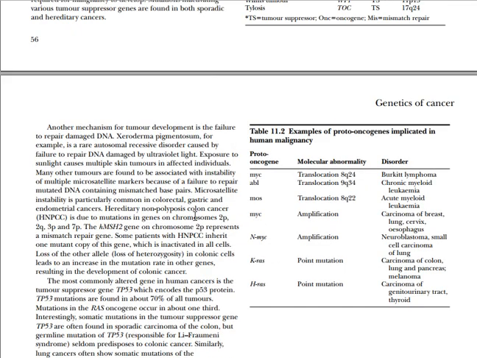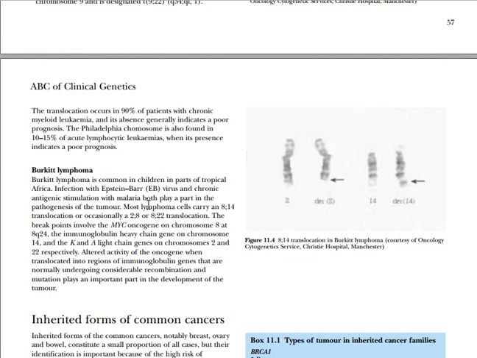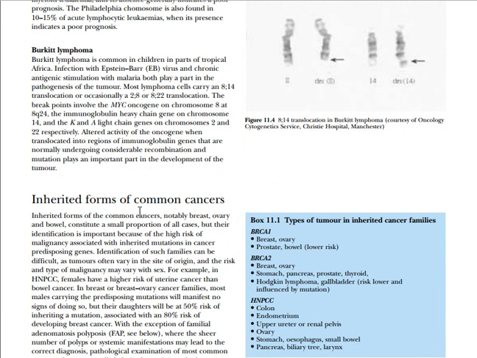As you can see here, we have spoken about the translocation of chromosome 8. It is mostly chromosome 8 involved with Burkitt's lymphoma. You see here, in Burkitt's lymphoma it can be translocated from chromosome 8 to 14, from chromosome 8 to 2, and from chromosome 8 to 22. So those are the different cases. So what are the inherited forms of common cancer?